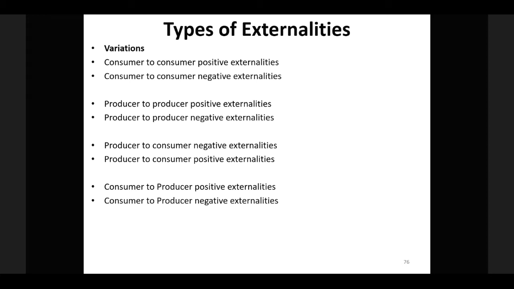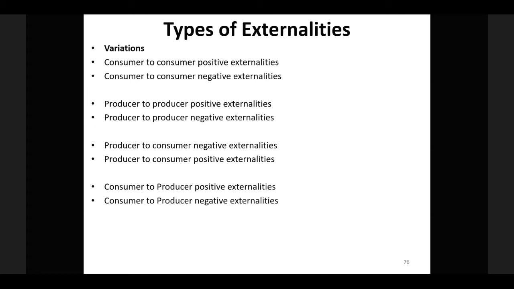Consumer-to-consumer negative externalities also exist, where the consumption activity of one individual becomes a negative externality to others. This often happens sometimes even in class. Some people's perfumes, the kind of perfumes that they wear, become more or less a negative externality to some people. You feel like vomiting, you feel very bad when some of those scents go into your nostrils. So that's the kind of consumer-to-consumer negative externalities.